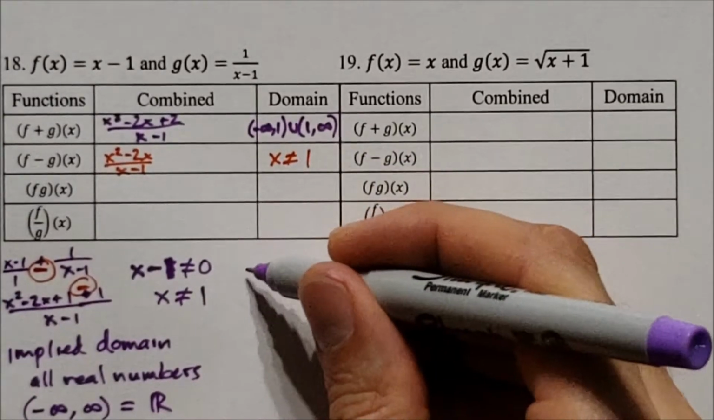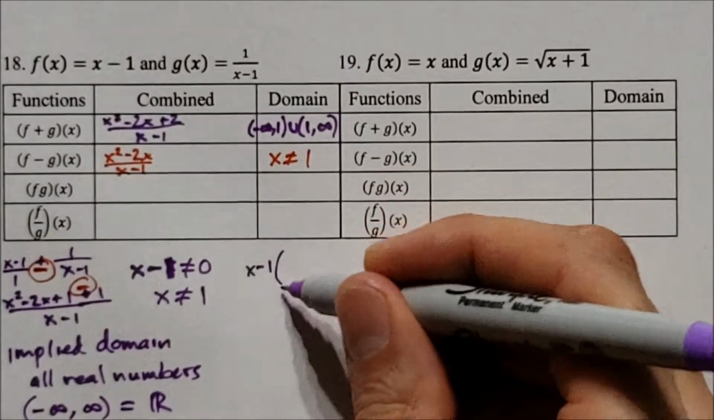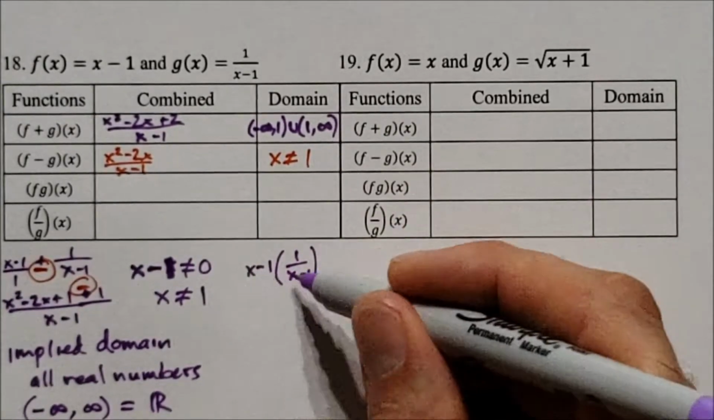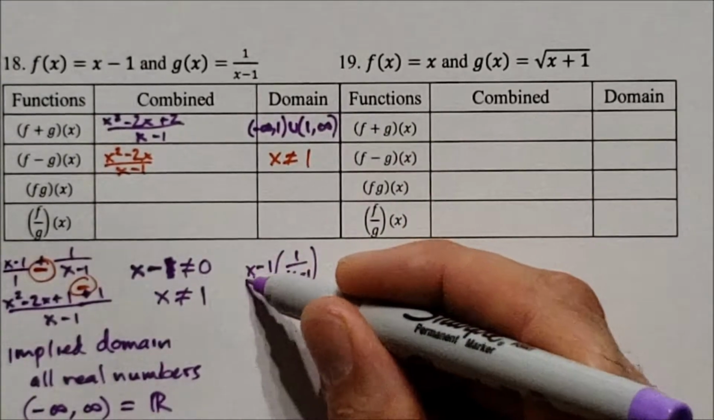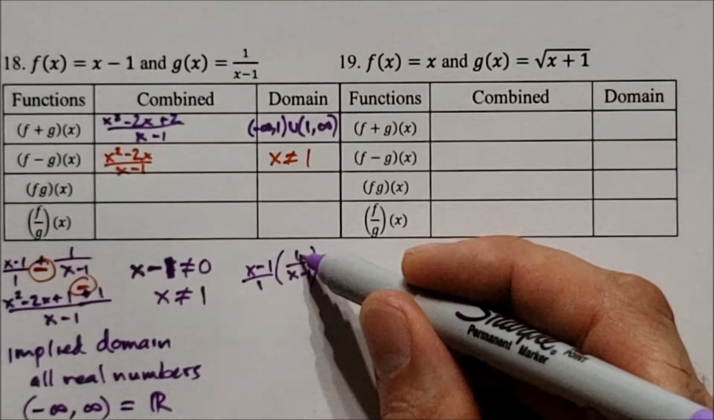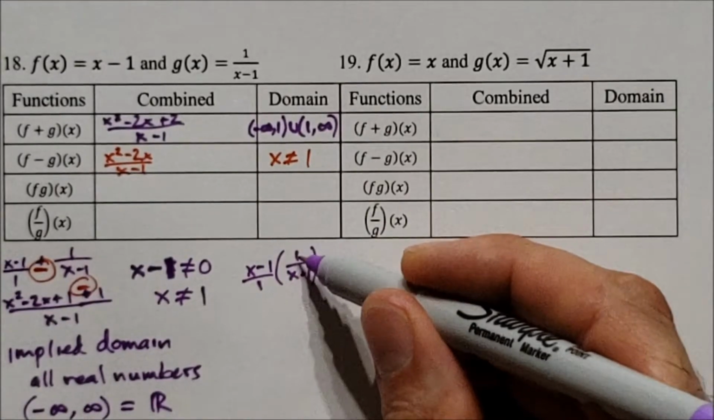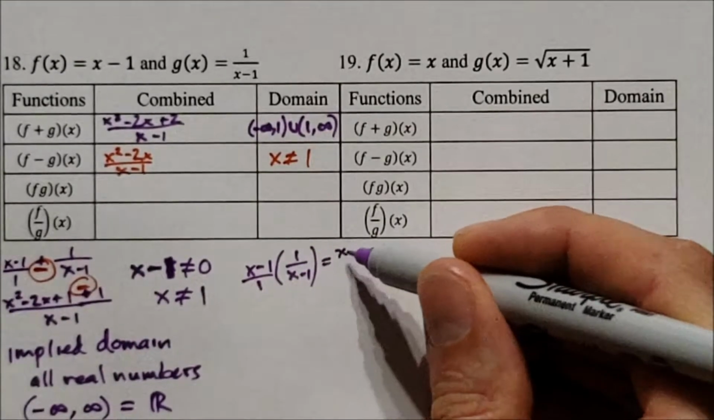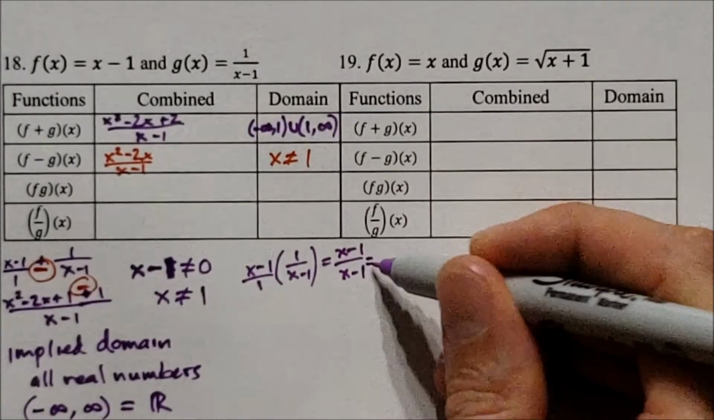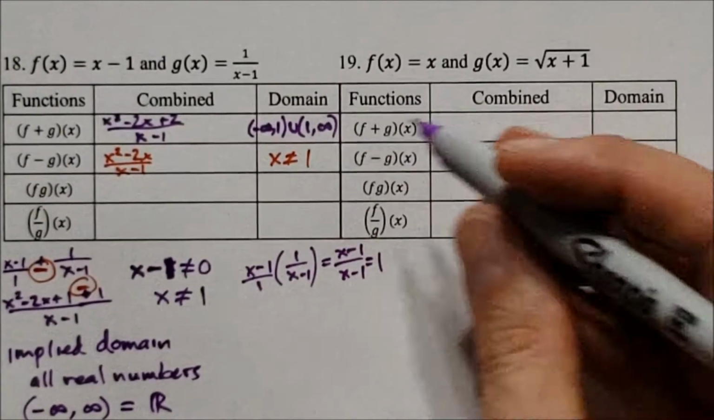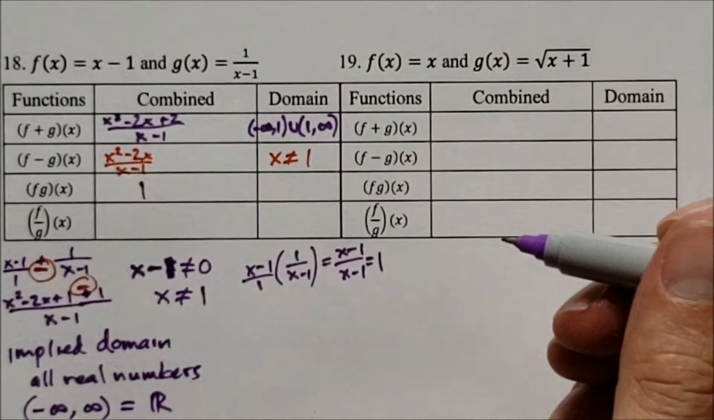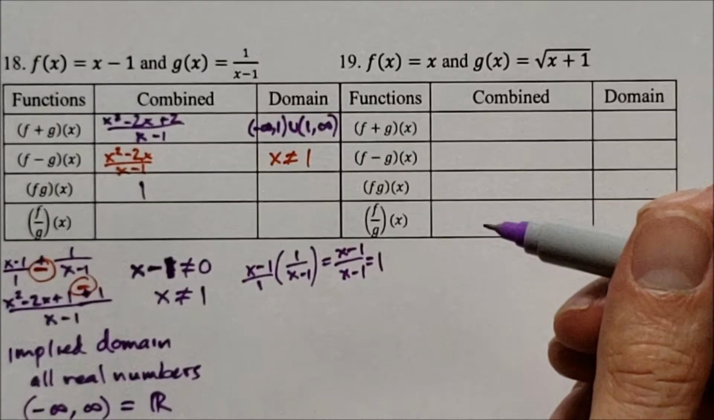F times g. F times g is just x minus 1 times 1 over x minus 1. When you multiply fractions, we can rewrite this as a fraction, x minus 1 over 1. You multiply the numerators together, multiply the denominators together. Well, we like multiplying by 1. That just gives us x minus 1 divided by x minus 1, which is 1. So our function is 1 on the function composition of multiplying those together.